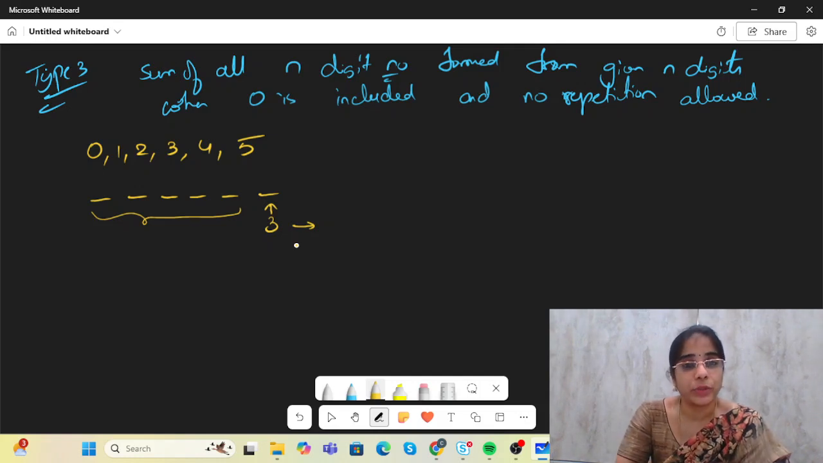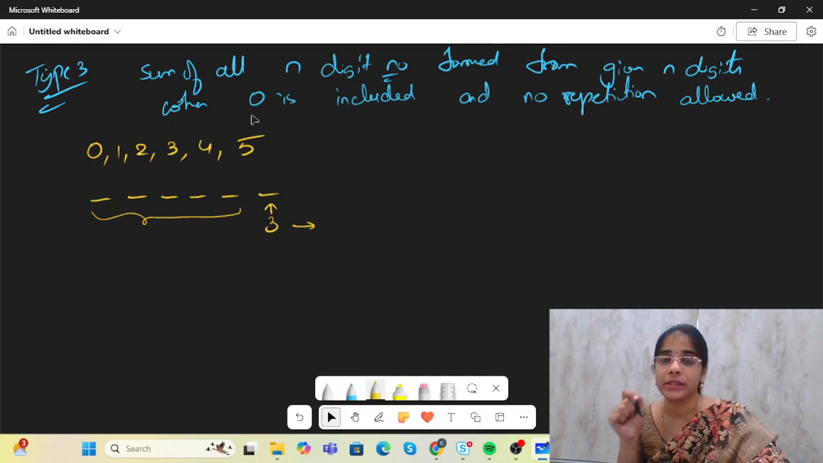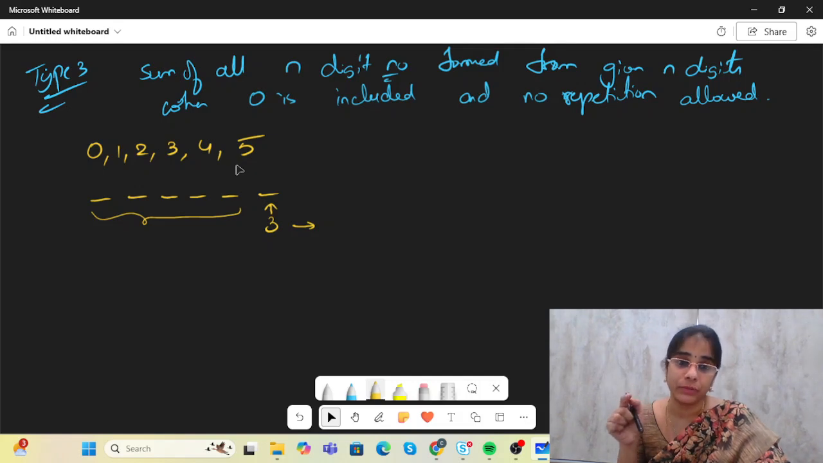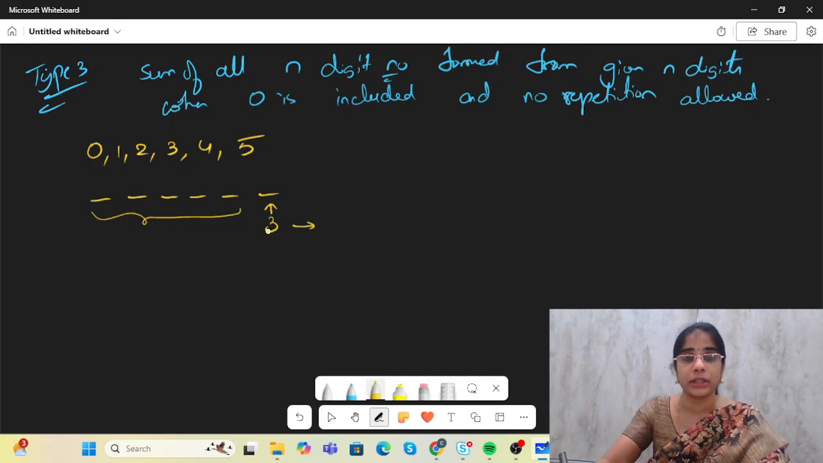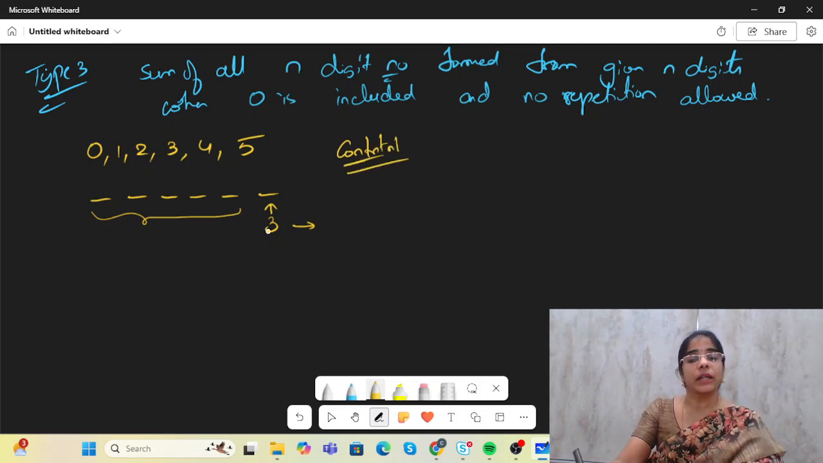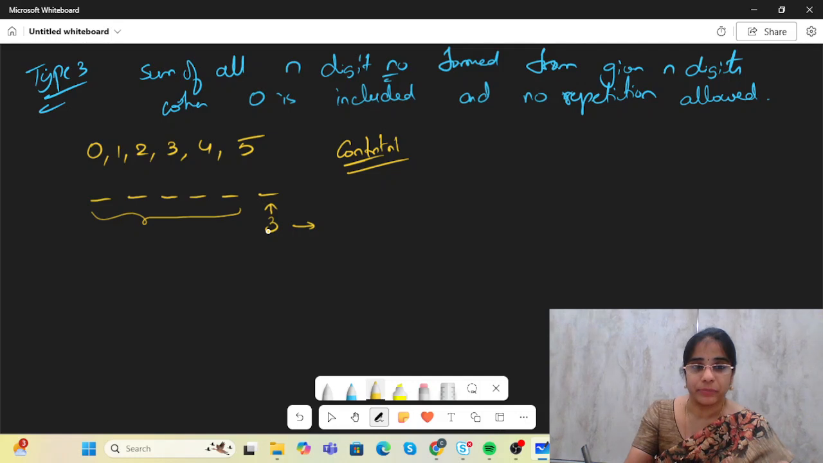Right, now coming to type 3, the sum of all the n digit numbers formed from the given n digits when 0 is included and there is no repetition allowed. Here I am including a 0 without any repetition. See, observe, 0, 1, 2, 3, 4, 5 are the given digits for us, right? Now tell me, the same kind of story begins. Now the contribution of each and every term is what I am writing. Now, the contribution of 3 in the units place. Everyone keep telling me. 3 in the units place, that is a 3, right?